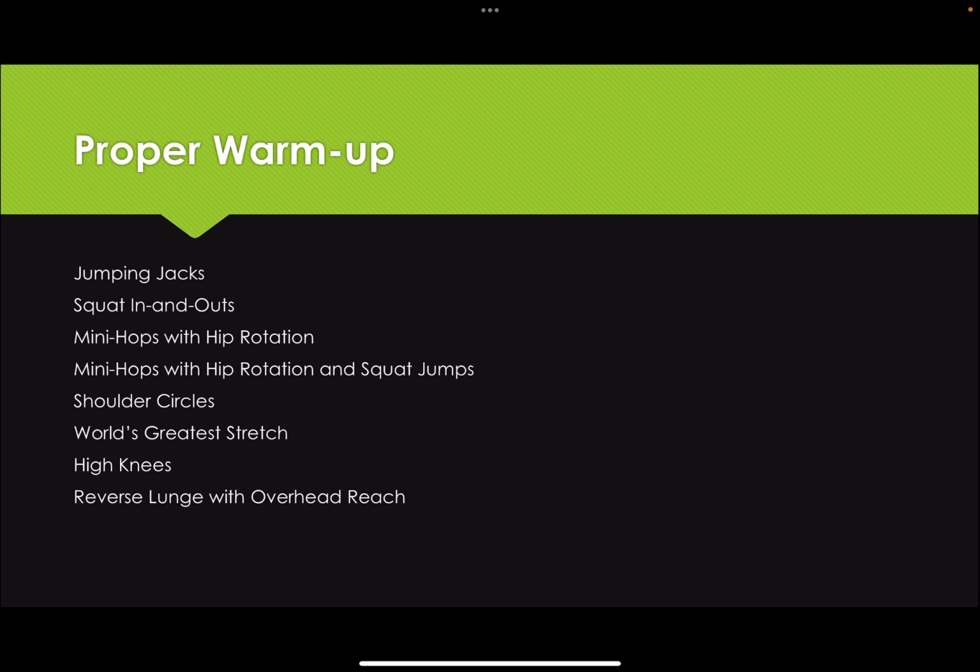So I've got a couple of exercises right here to get us warmed up. If we were to go throw a football right now, we can do some jumping jacks to get our blood flowing. We can do some squat in and outs, mini hops with the hip rotation, and squat jumps. We can do some shoulder circles, world's greatest stretch, reverse lunges. You can add push-ups in there, anything that's going to help you get loose to throw the ball as efficiently as possible. I recommend you add that to your warm-up for throwing a football.